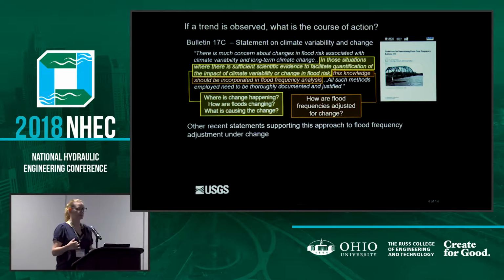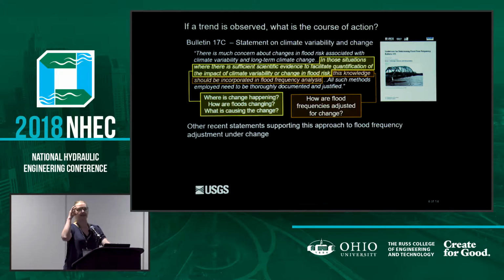And so this is generally the approach USGS is taking, which is looking at where change is happening, understanding how they're changing, what is the magnitude of change, understanding what the causes of those changes are. It might not be climate, it could be urbanization, it could be artificial land drainage, it could be a dam was installed at some point in time. And then, once we know those pieces of information, asking what are the most promising ways to adjust for flood frequency.